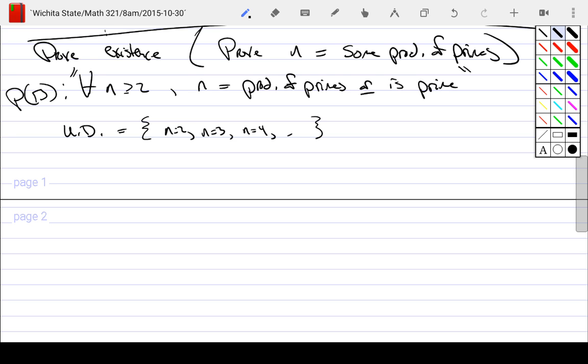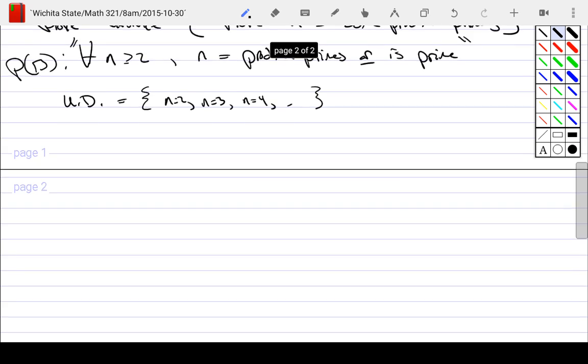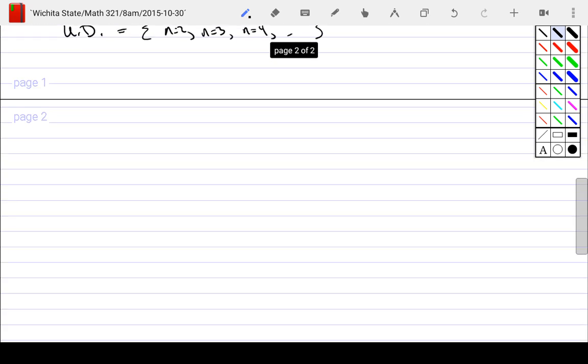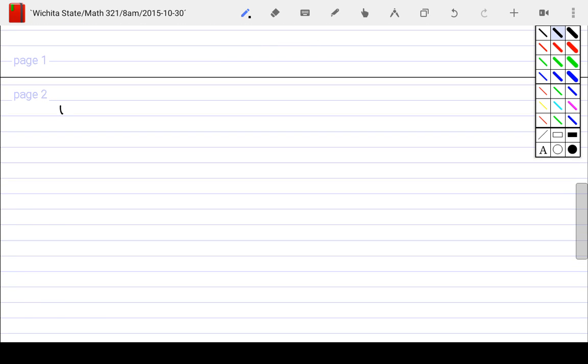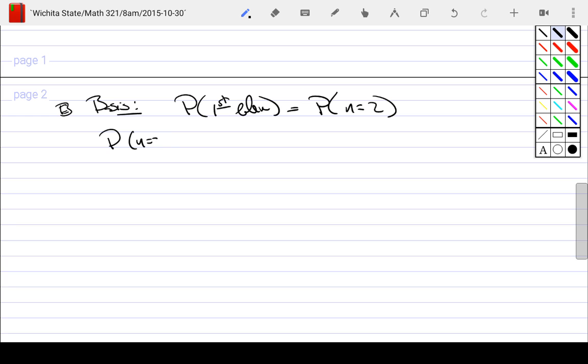All right, I can't do for all n P of n here as is, so I'm going to use strong induction. So what's my basis? P of the first element. What am I doing? P of n equal to 2. Well, let's look at the number 2. What does that denote? P of n equal to 2 means what? 2 is prime or a product of primes.